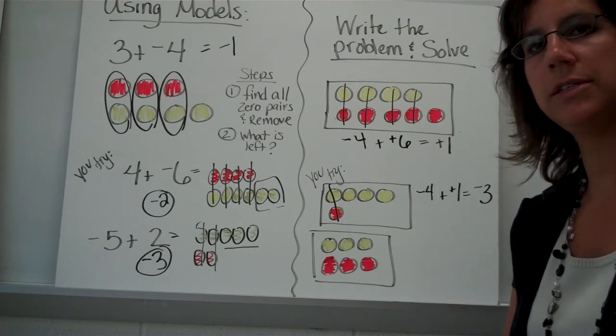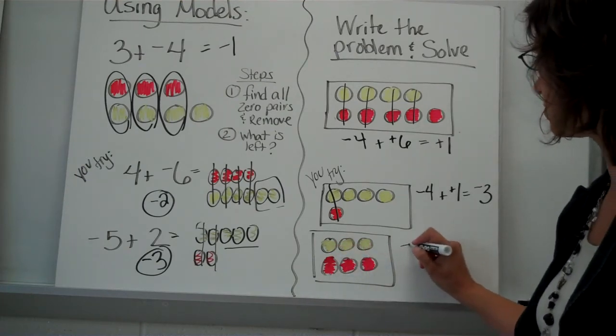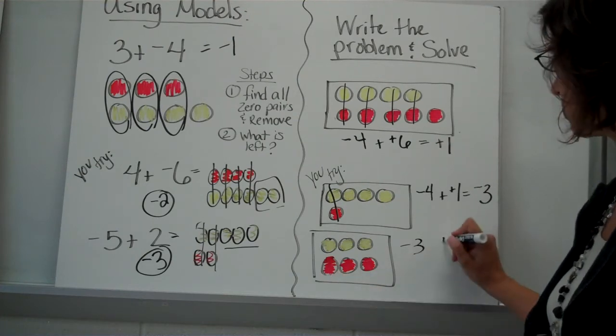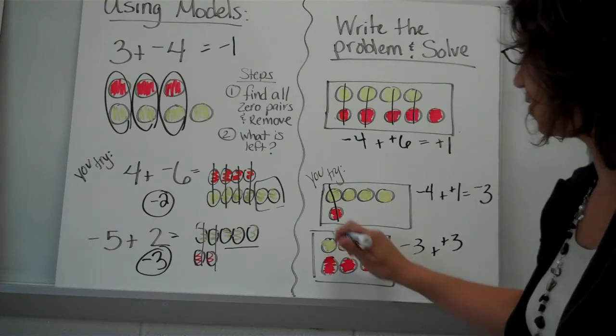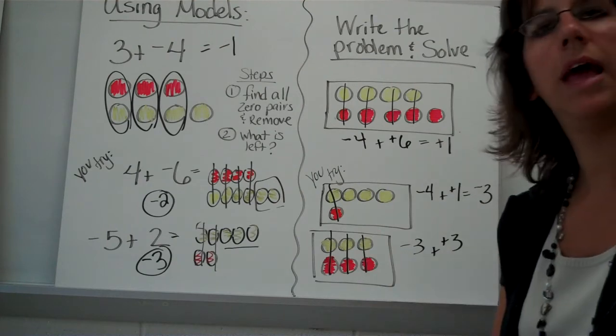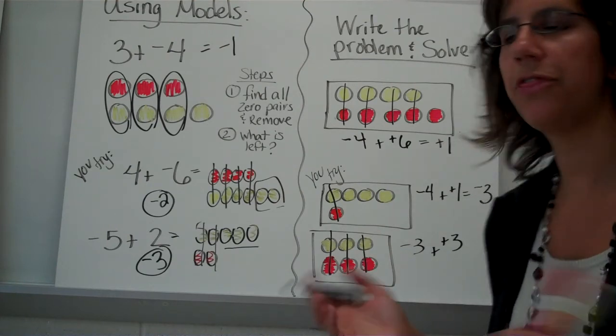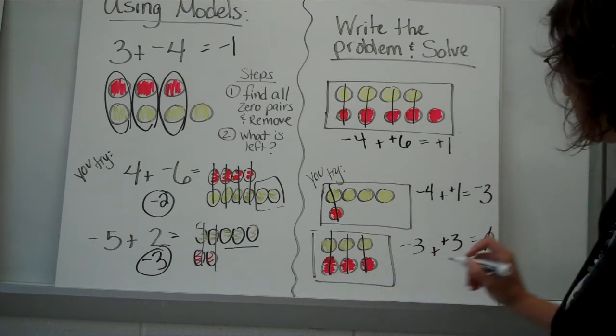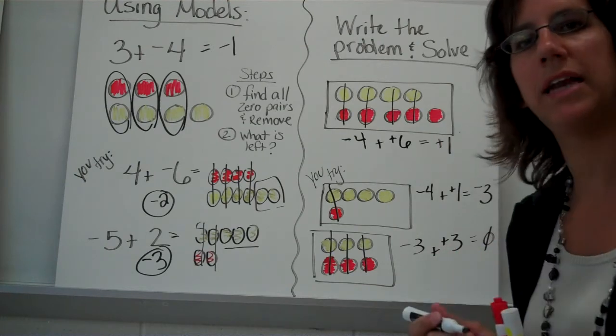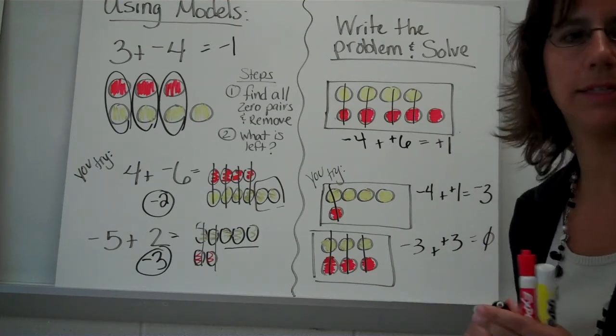All right, take a look at the next example. We have 3 yellow circles, 3 red circles. Let's find all of our zero pairs, and then what's left? Nothing. Remember, this is the additive inverse. If you have opposites and you're adding them together, you will always get 0.